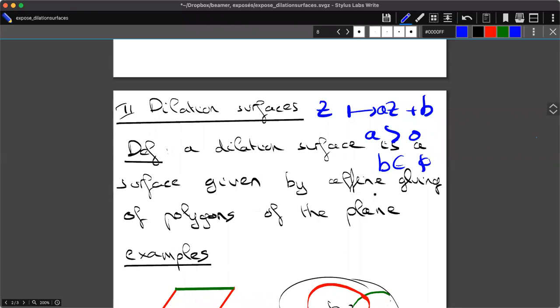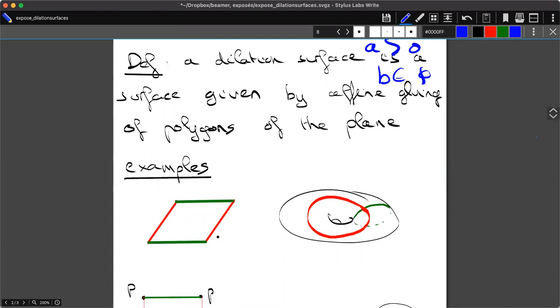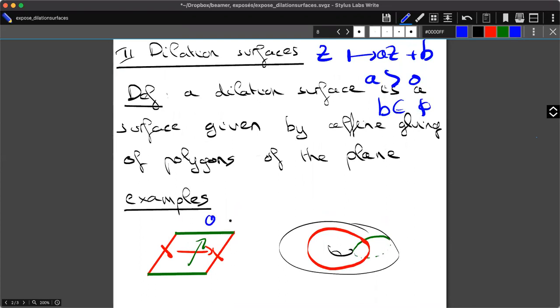Okay. So maybe let me illustrate this definition with some examples. Here you have a flat torus, and it is just a square. In particular, it's a polygon of the plane, and we've glued this side with this one by a translation, and the bottom one to the top one by another translation. So it is a polygon of the plane that we've glued with respect to affine maps, since they are translations. A translation map is just a map with A equal to 1. So in this case, A equals 1.